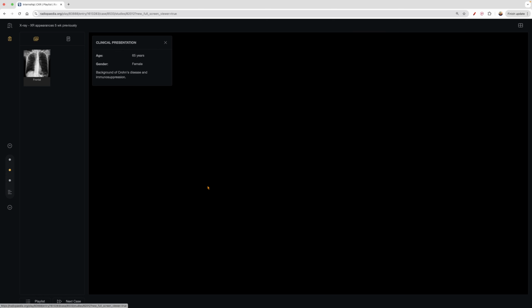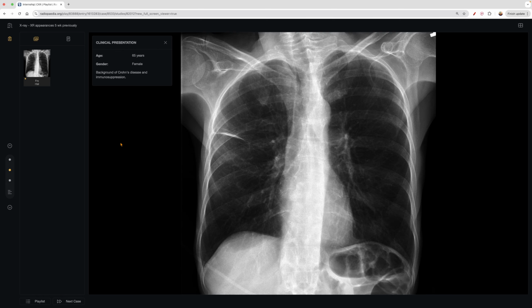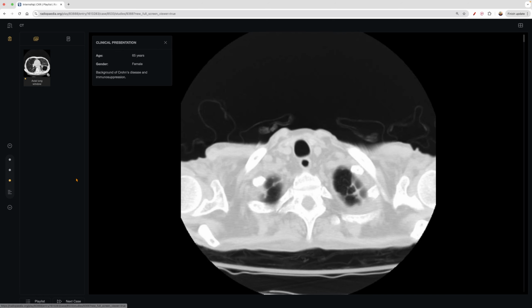So let's see here. This is the patient. I believe this was after resolution. This is a 5-week previous, so this is previously what they looked like. Clearly different. And then you can see there's hyperlucency, so probably some component of COPD or some other cause for hyperinflation.